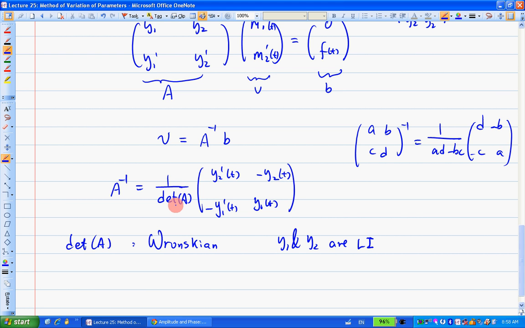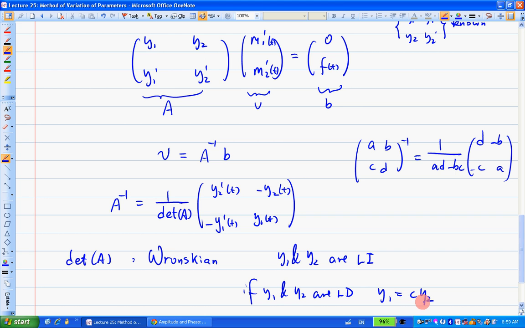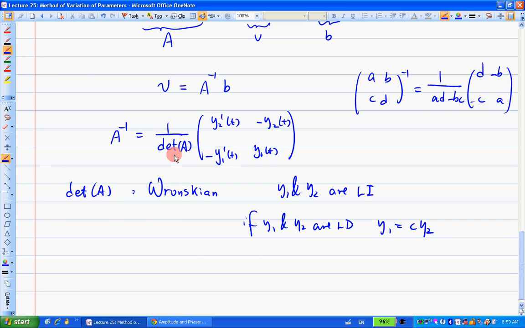So if they are linearly dependent, if y1 and y2 are LD, which basically means maybe y1 equals C times y2, right? So there's a scale difference. If this is the case, you can verify. Just plug in y1 and C times y2 here, or y2 equals C times y1, doesn't matter, and you calculate the determinant. It basically becomes 0. So we guarantee that this determinant is not going to be 0 because we're taking y1 and y2 as two linearly independent solutions.